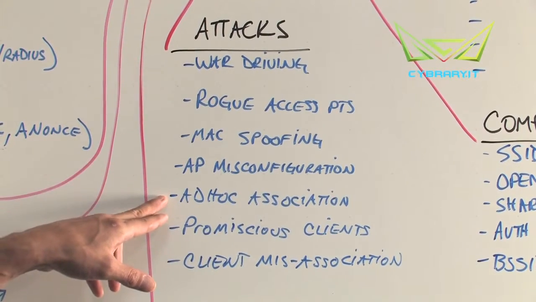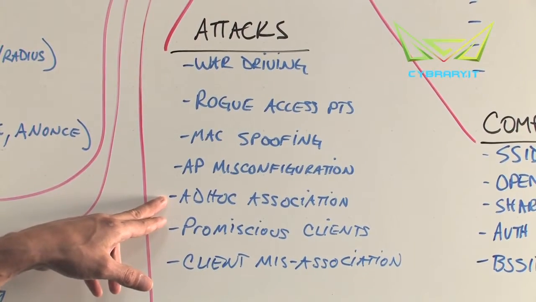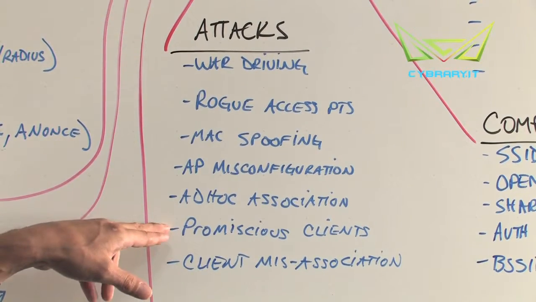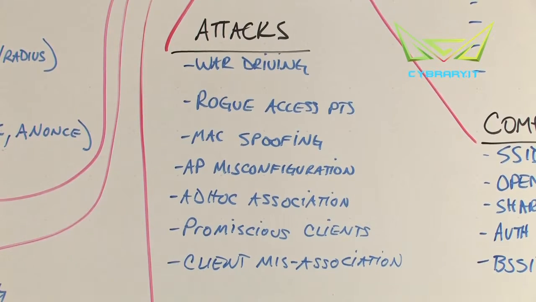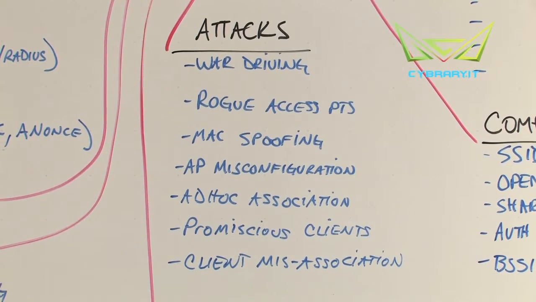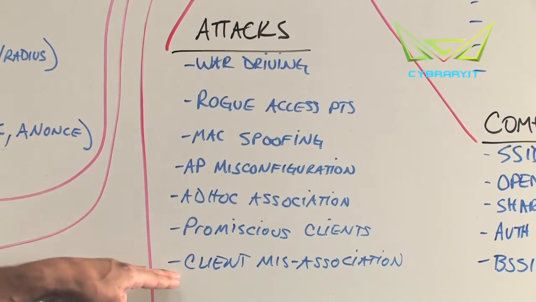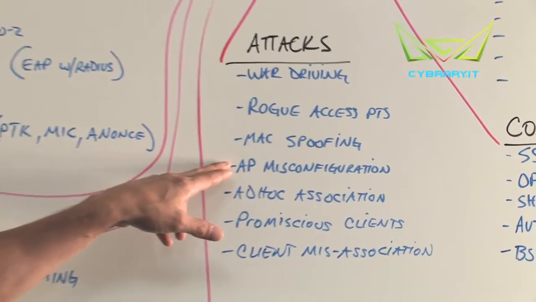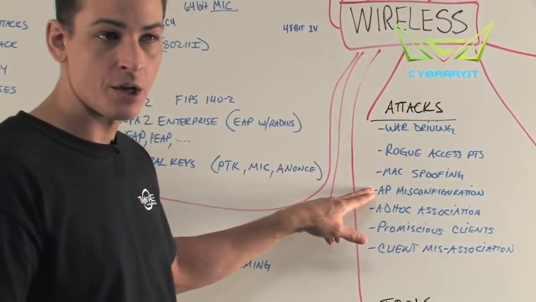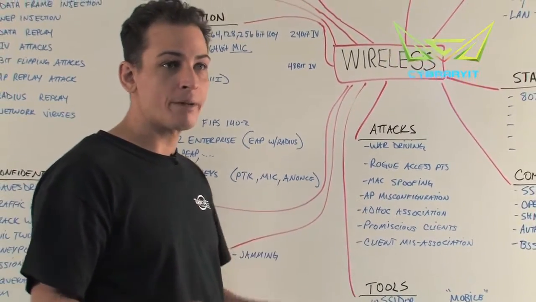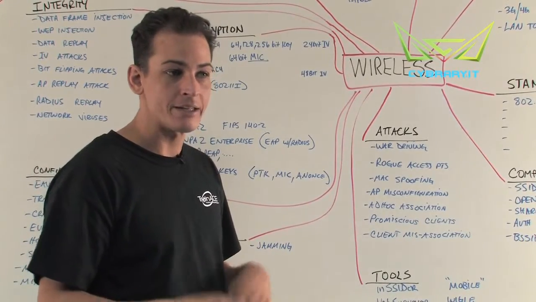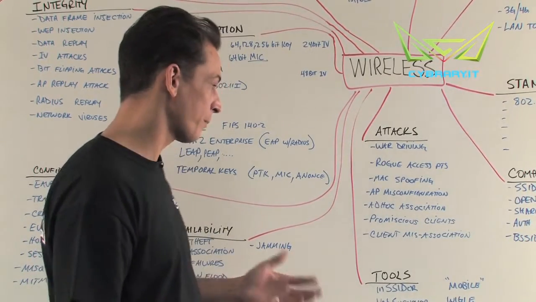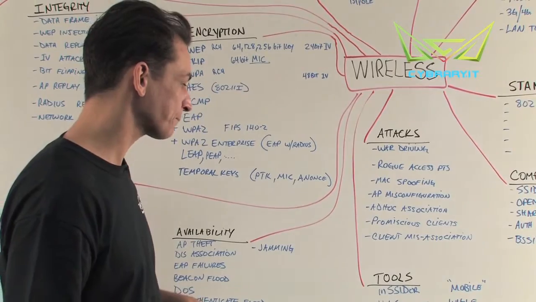Ad hoc associations, ad hoc meaning anybody can connect. Promiscuous mode clients, in which basically the client is in listen-only mode, so they can eavesdrop on traffic. And then, of course, client misassociations along with the access point misassociations. These are important because any misassociation, whether it's on the client or the access point, is an opportunity for the pen tester to go in and start exploiting.